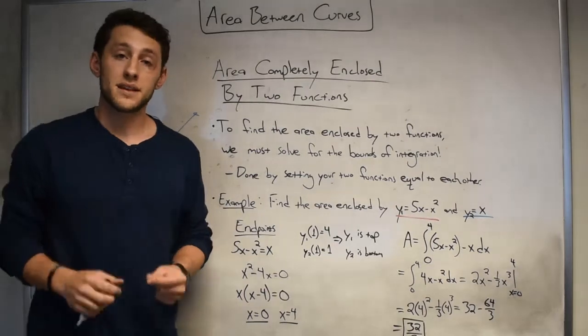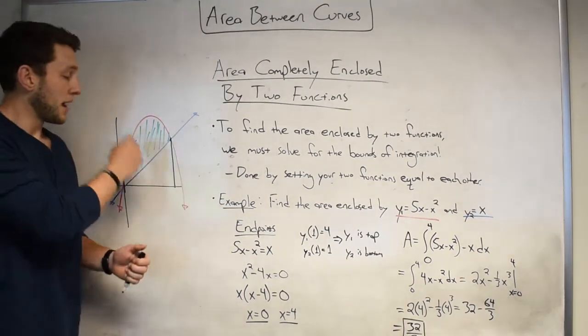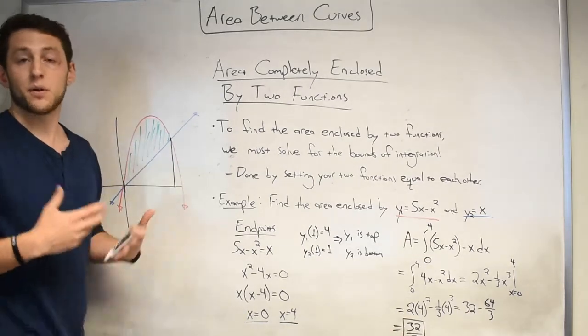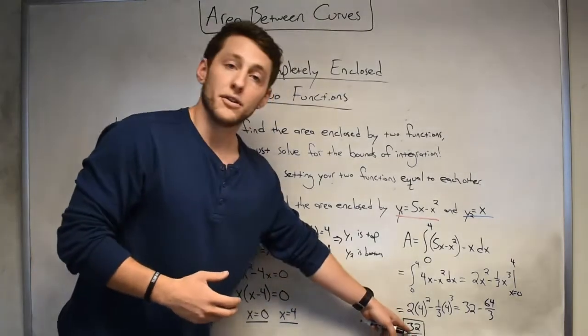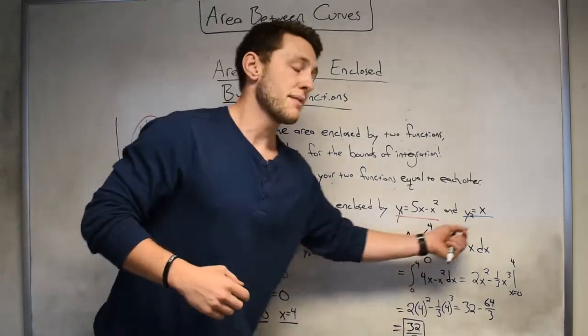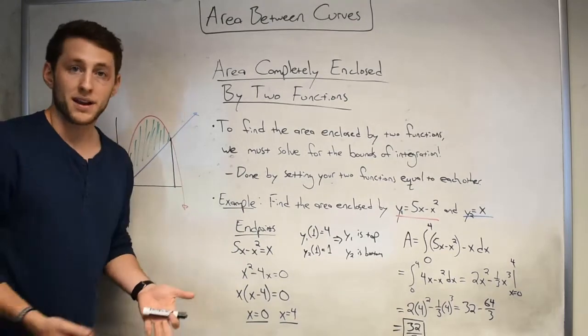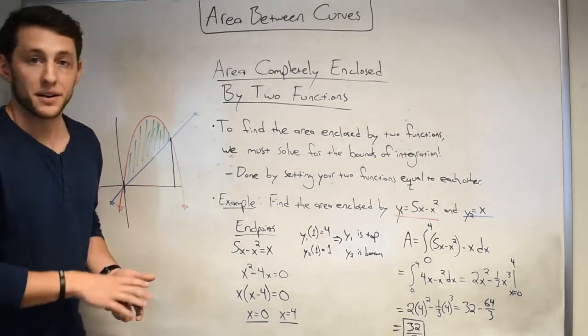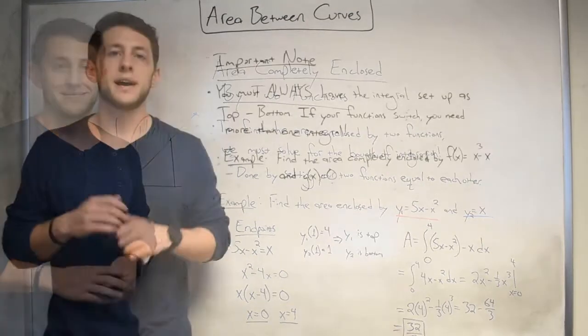Yet again, these answers should be positive. If we're discussing an area, you have to have a positive number for area, or at least 0 perhaps. So if you ever get a negative, the thing you should be looking for is, did I have my top and bottom function right? This is our best way, if you don't have a graphing calculator, of actually figuring out the setup for these types of area problems.